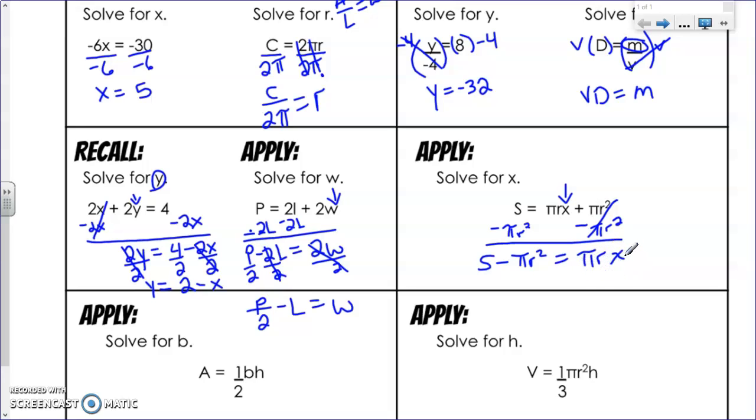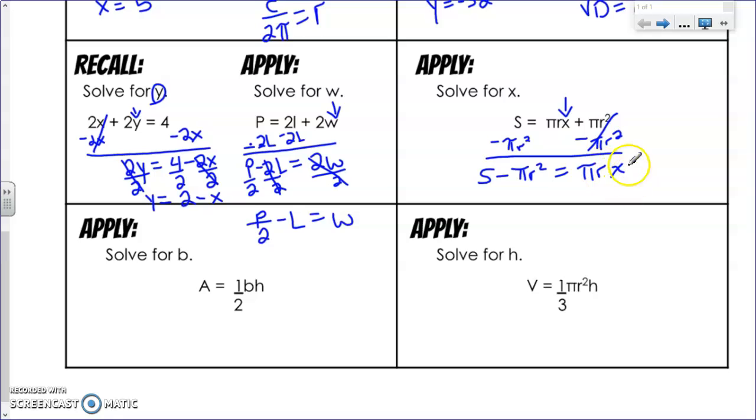I'm going to give you a second. Make sure you're with me and you're writing and you understand what I did there. Okay, do you see it's a positive? It's plus. So what's the opposite of plus? Subtract. So I do it on both sides. Okay? Everybody with me?